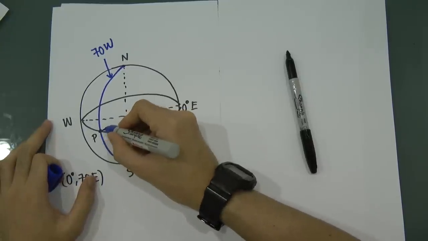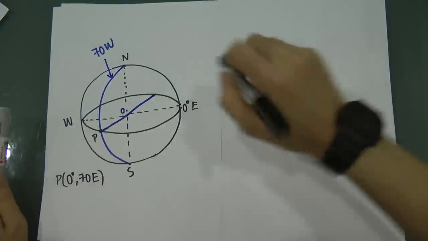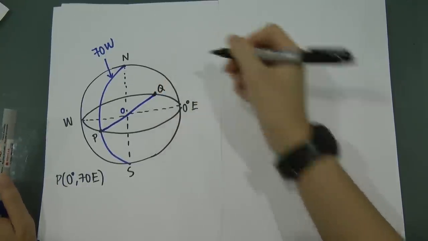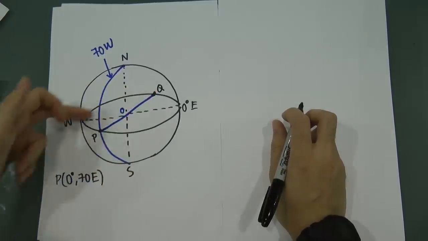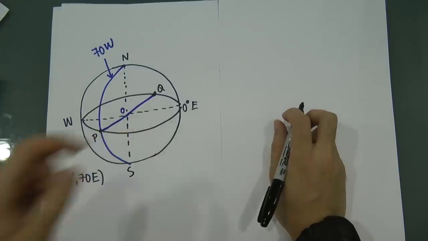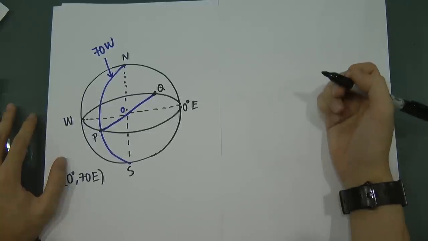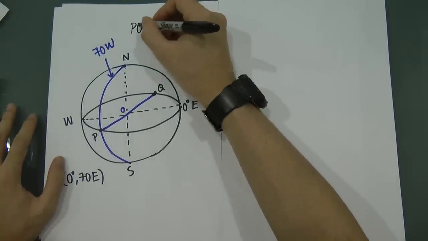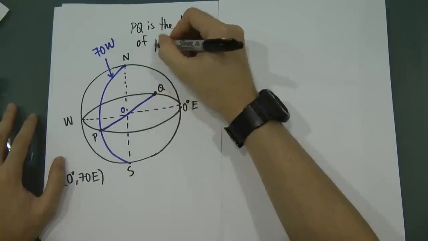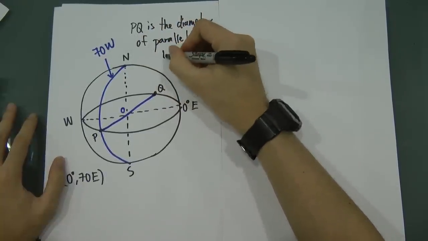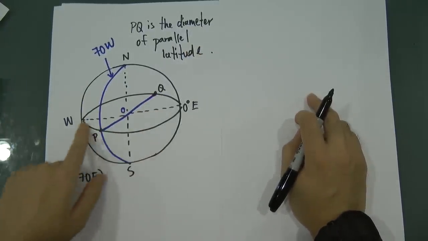Now let's say, in the opposite of the diameter here, this is the center O. We have another point over here, I will call it Q. Obviously you can see, if this is the Earth, this line cuts this circle in half, so this line we call the diameter. Most of the questions will say PQ is the diameter of the parallel latitude. That means both P and Q are located on the same latitude.